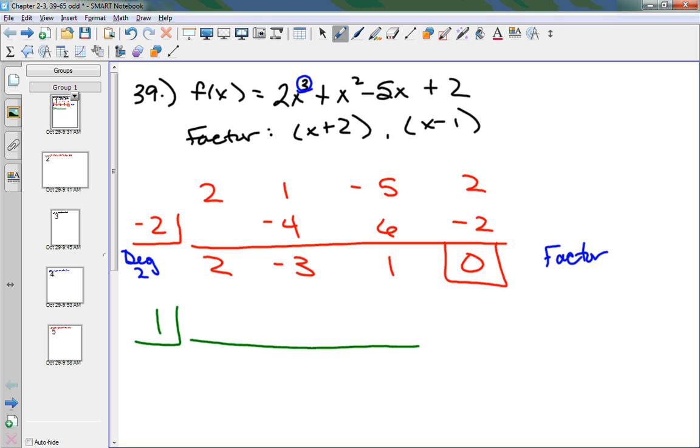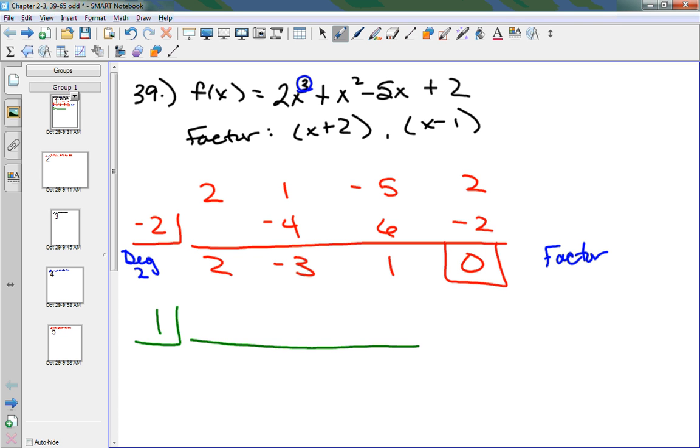Because if one is a factor, does it matter which one I would have chosen to do first? No. So if one's a factor and the other one's a factor, I have to prove that. It doesn't matter which one I choose to do first. I can do synthetic division off the remaining polynomial. And I should still get a remainder of what? 0. Do we understand that?